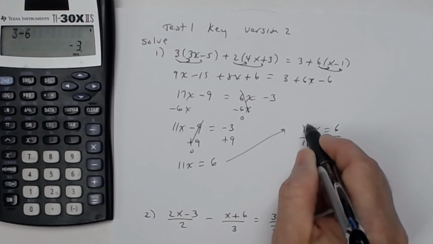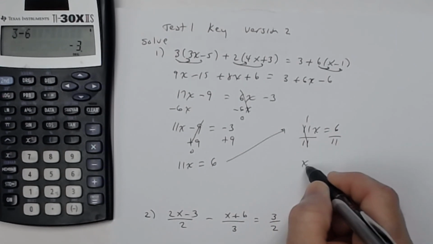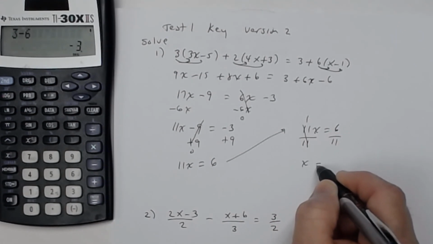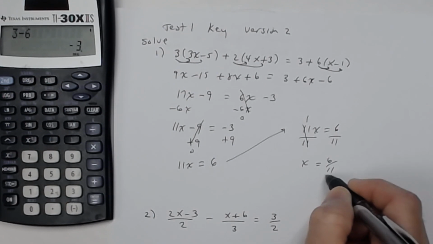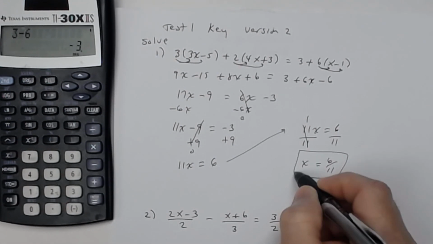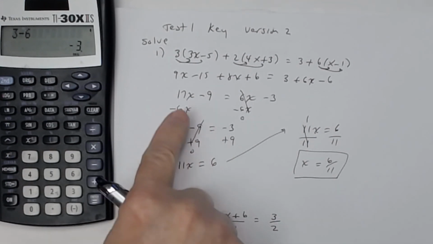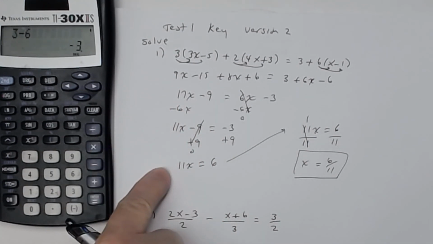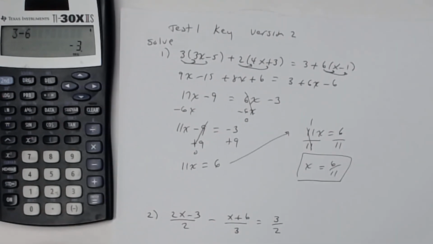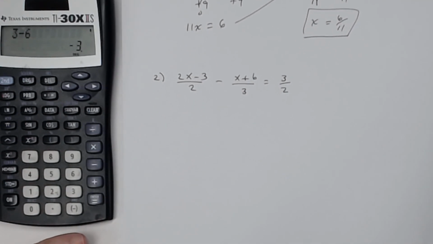So 11 divided by 11 is 1. 1 times x is x. So you want x here. Equal, and then 6 over 11. And that's it. So as long as I did the work correct, this is my solution. Notice the work. You have to show all work to get all the points. Don't skip any steps. Okay, number 2.